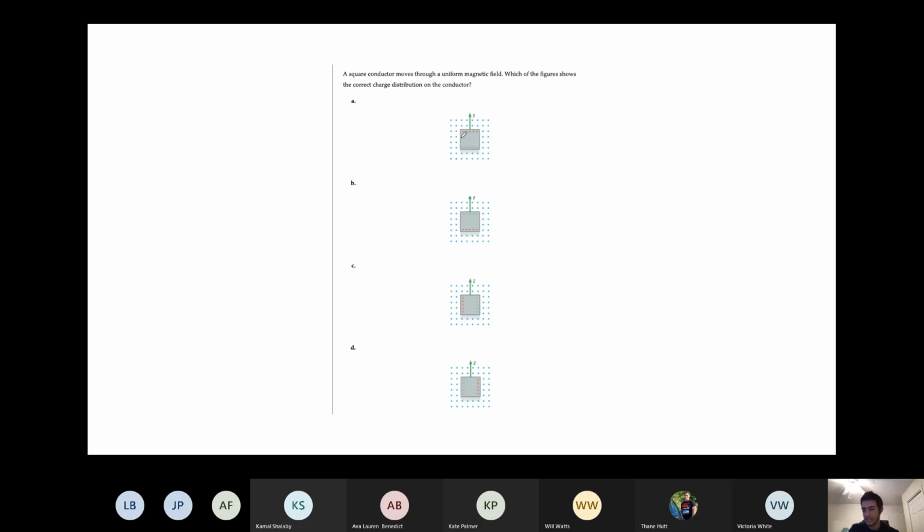Okay, so let's see how that applies here. If you have a square conductor that moves through a uniform magnetic field, which of the figures shows the correct charge distribution on the conductor? So the first question is, is the magnetic field pointing in or out? That's the question for you.